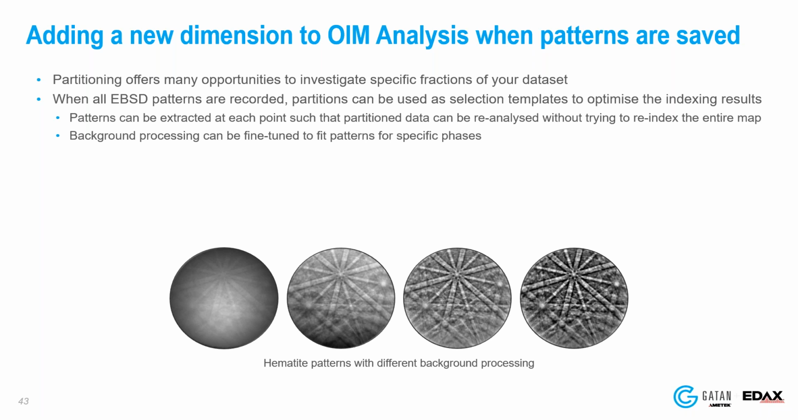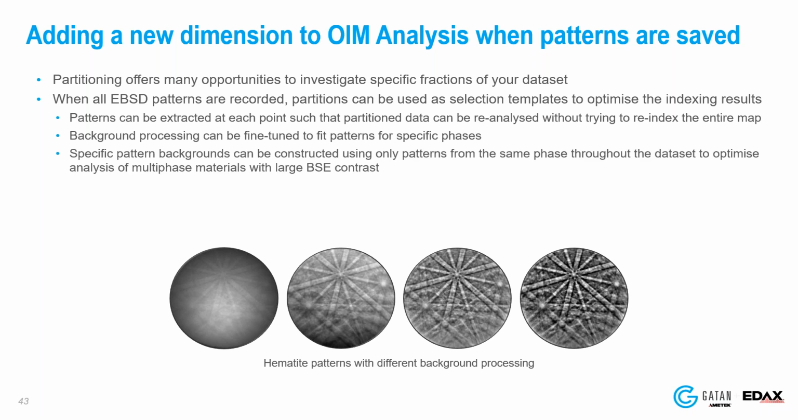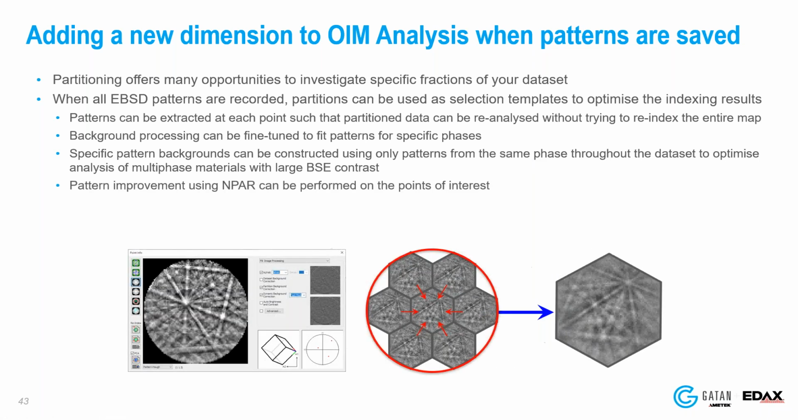If you've ever made an EBSD map with multiple phases with very different backscatter coefficient, you know that it's not always easy to get a good pattern or a good background for all phases at the same time. This allows you to really tune a background for each phase, especially when it's really hard to separate from others. And this then uses only the patterns from the same phase. So it gets the optimum background processing.